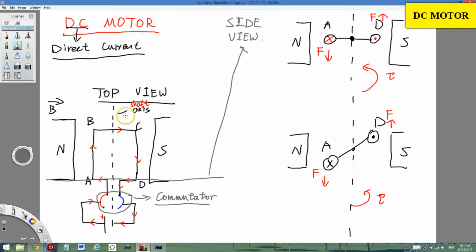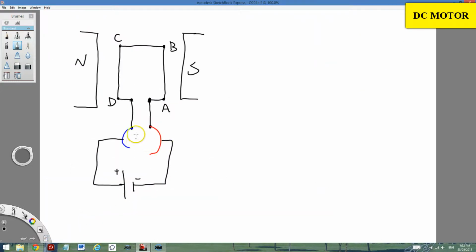If you have a look at the top view after it rotates, side CD is going to the left and side AB is going to the right. So have a look at the commutators. The blue side of the commutator will also rotate. That's the beauty of the commutator. What the commutator actually does is make sure that the current is always going into the page.